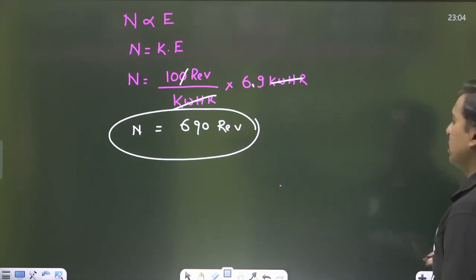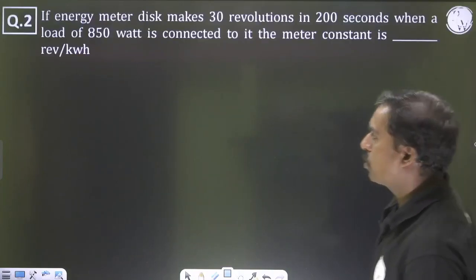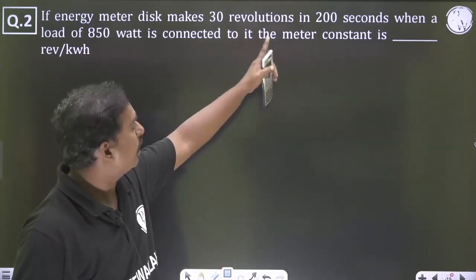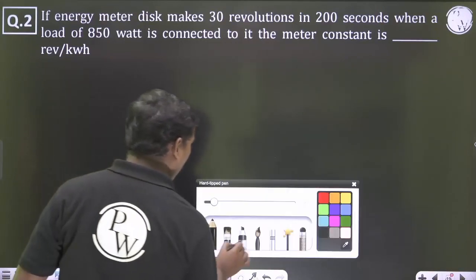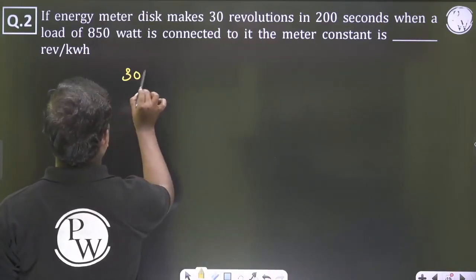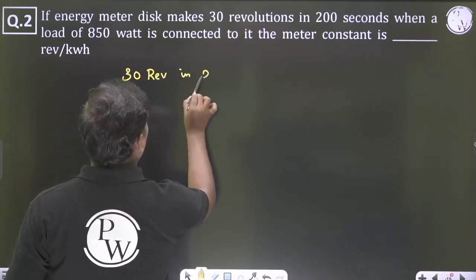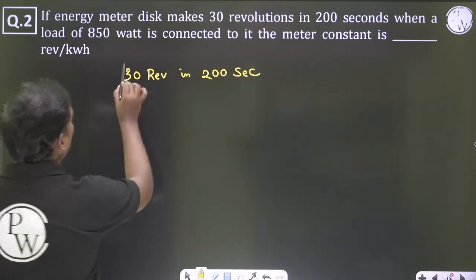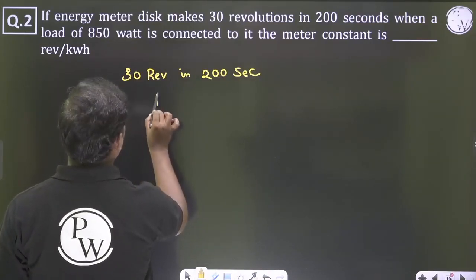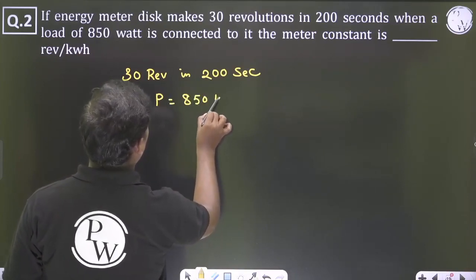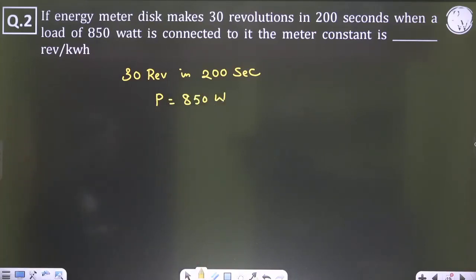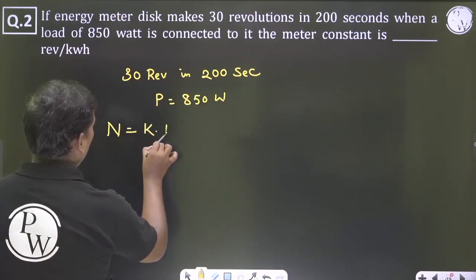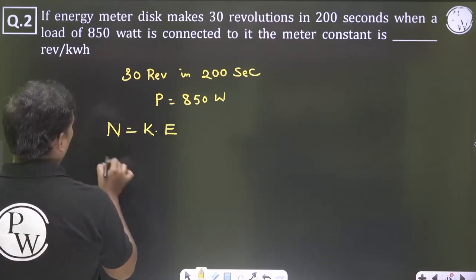Let us move to the next question. Question number 2: if an energy meter disc makes 30 revolutions in 200 seconds when a load of 850 watt is connected, what is the meter constant? So the power is given, 850 watt. How to do it? N is proportional to K, N is equal to K into E.